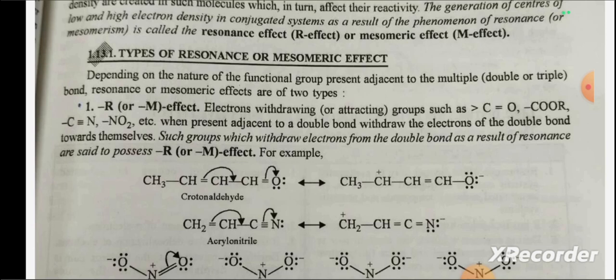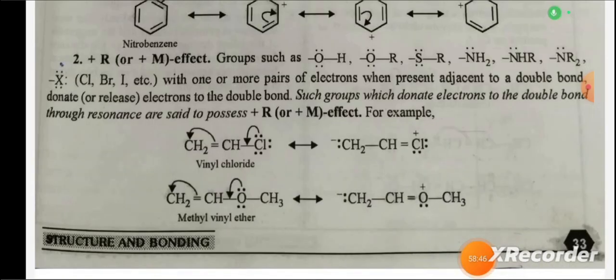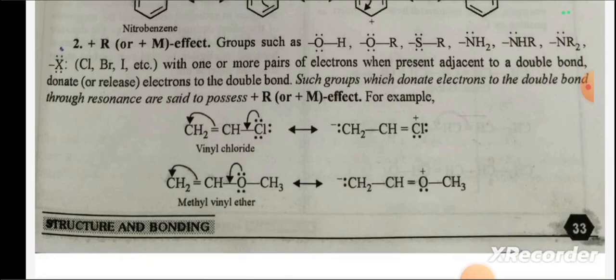Second one is positive R or positive M effect. Groups such as oxygen bond hydrogen, oxygen bond R, S bond R, NH2, NRH, NR2 and halogens with one or more lone pairs of electrons, which are present adjacent to the double bond, donate electrons to the double bond. Such groups which donate electrons to the double bond through resonance are said to possess positive R effect, as we see in the examples.